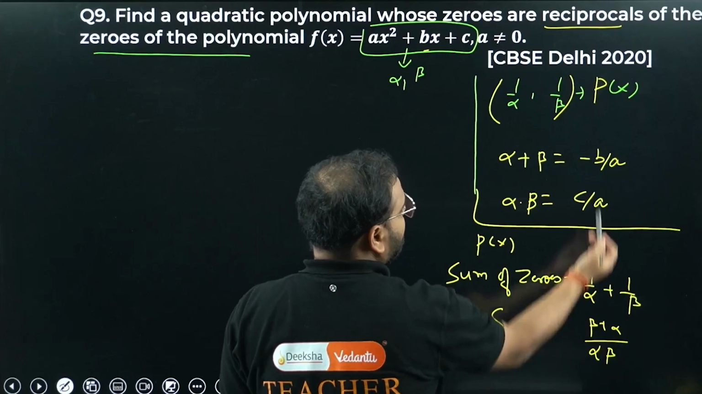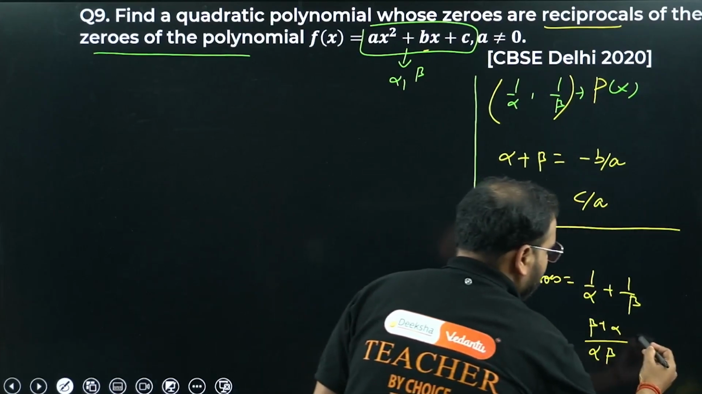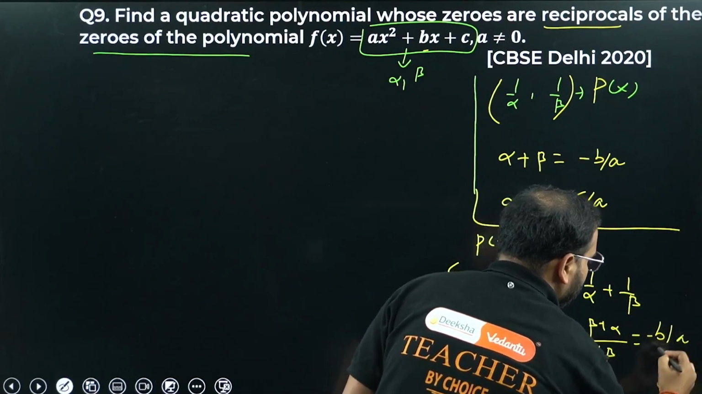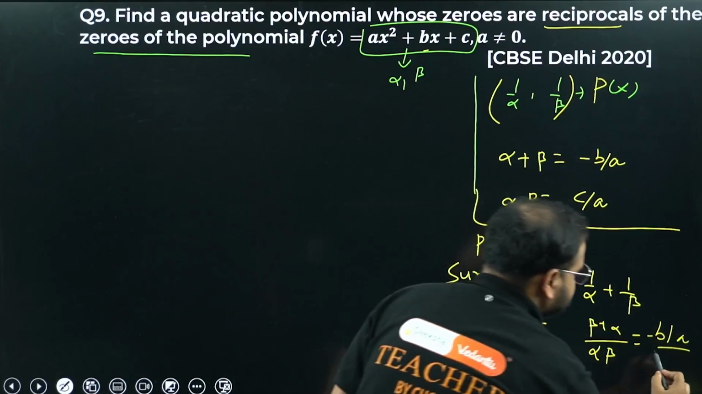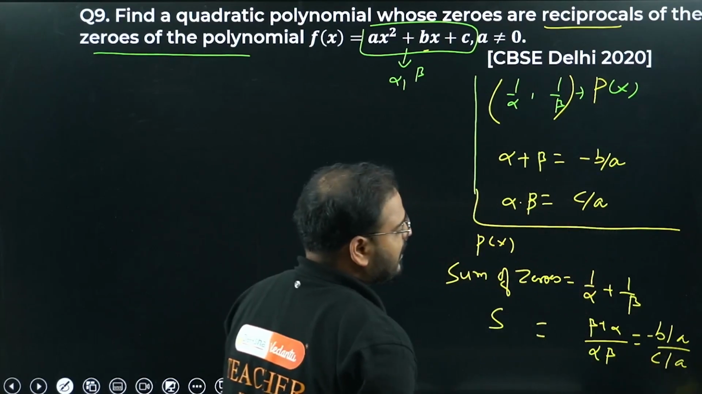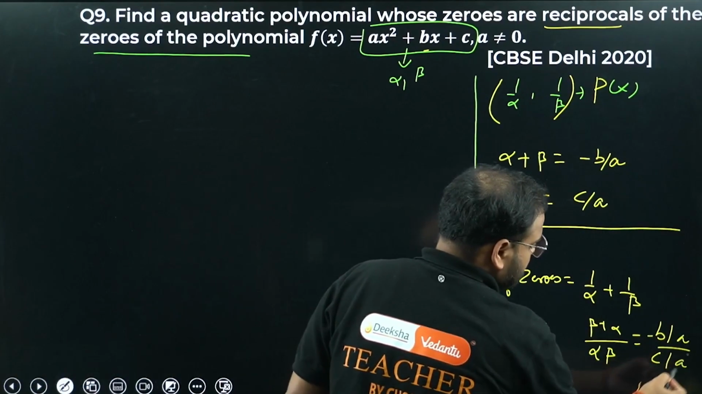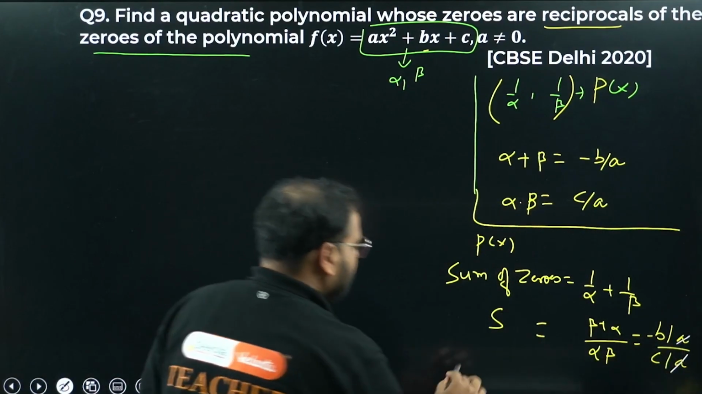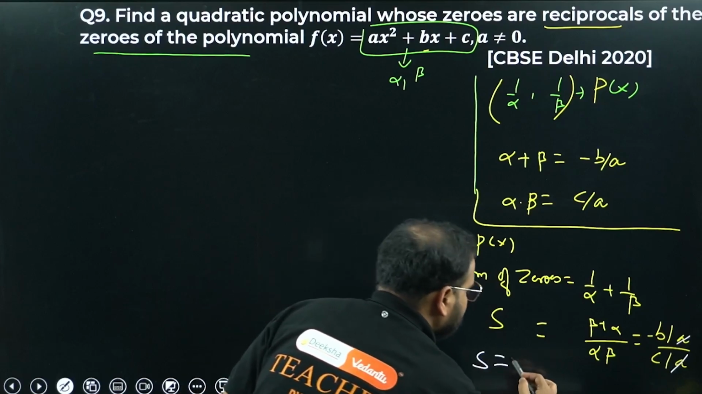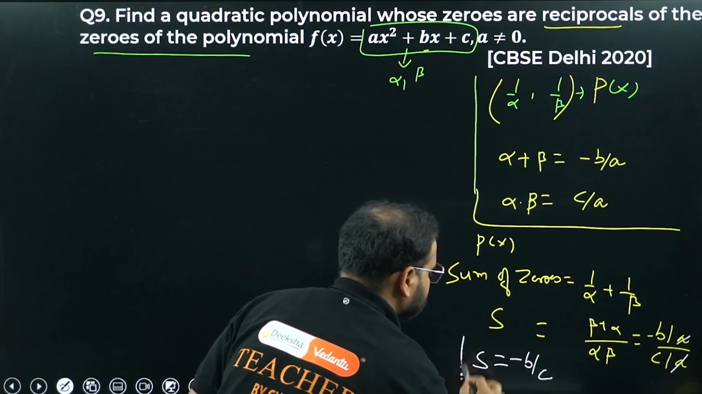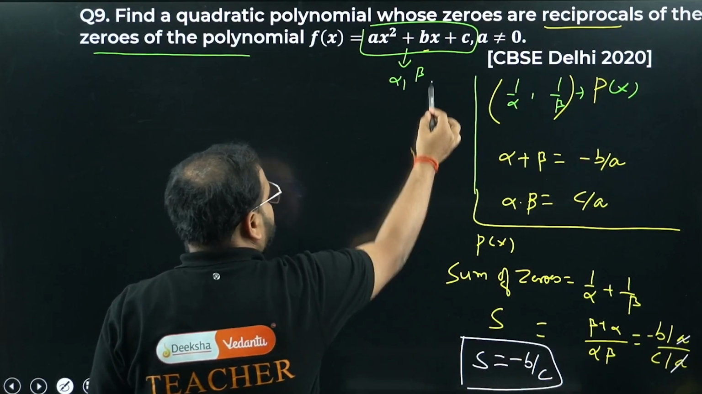What's alpha plus beta? Minus b by a. What's the product? C by a. Can you cancel a and a? Of course you can. A and a are gone. What sum am I getting? The sum is coming as minus b by c.